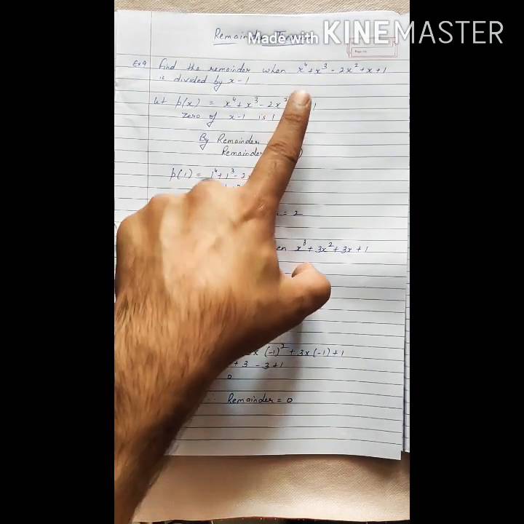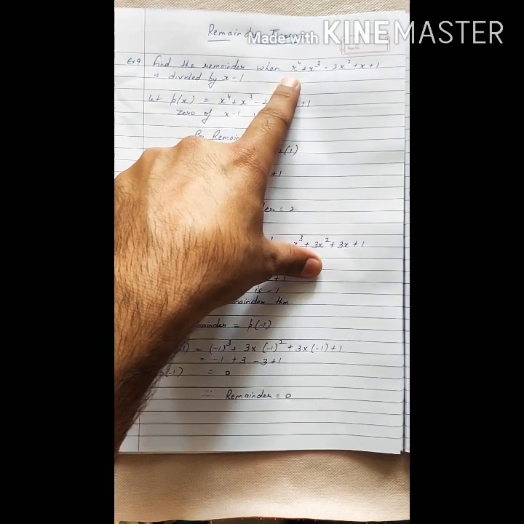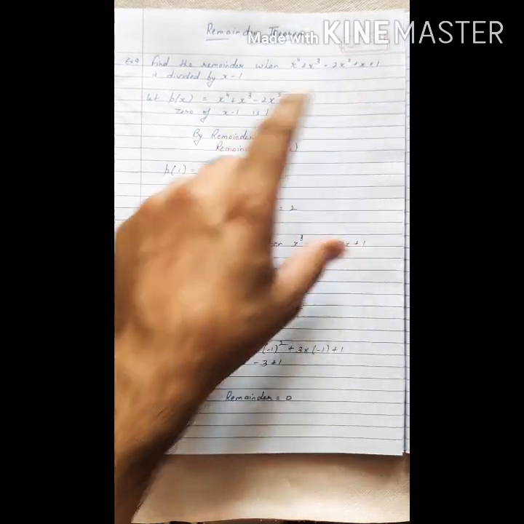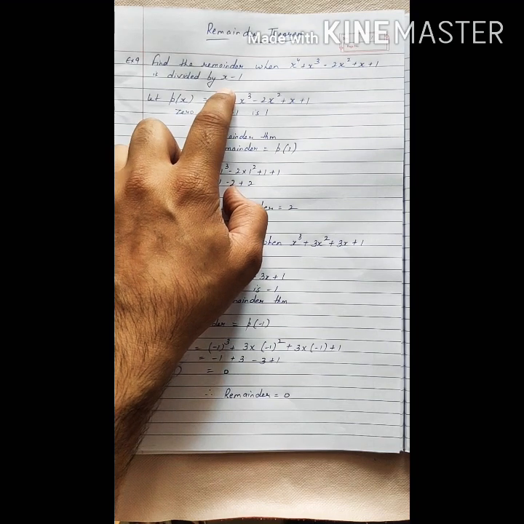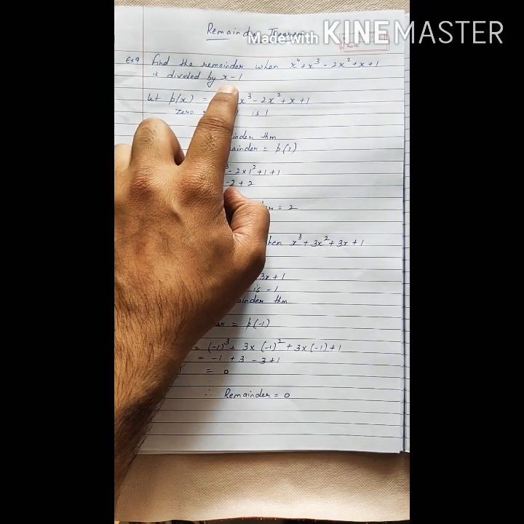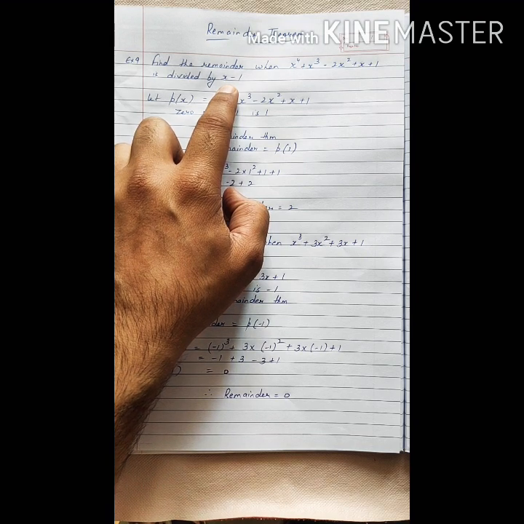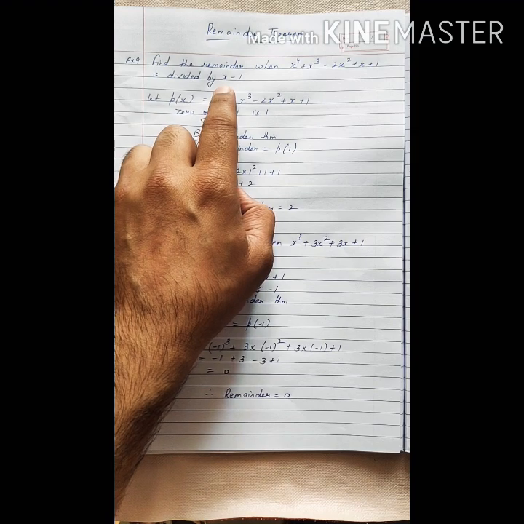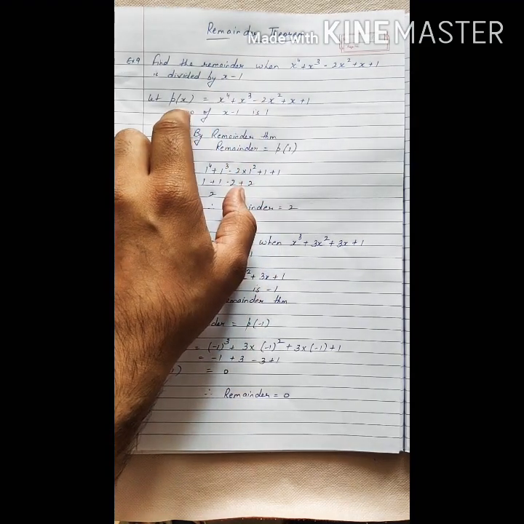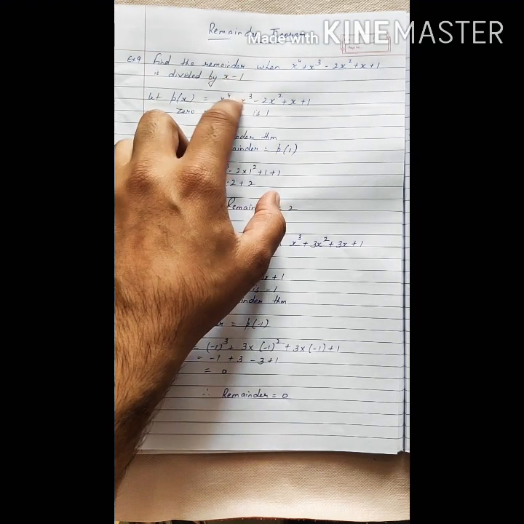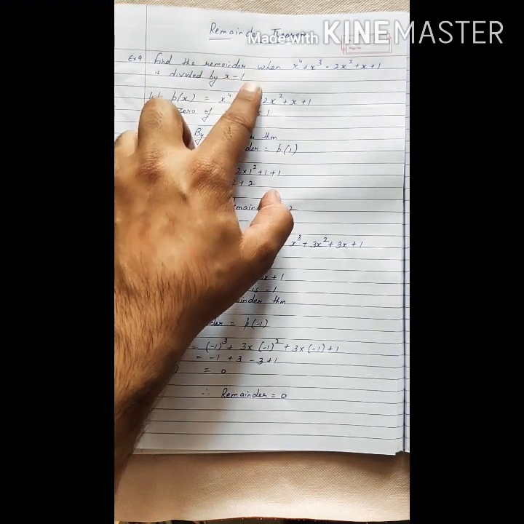Like we have taken a polynomial x raised to power 4 plus x cube minus 2x square plus x plus 1. It is divided by another polynomial x minus 1. That x minus 1 should be linear for applying the remainder theorem. So for applying the remainder theorem, we take this polynomial as p(x) and the other polynomial as the divisor. We have to find the zero of the divisor.